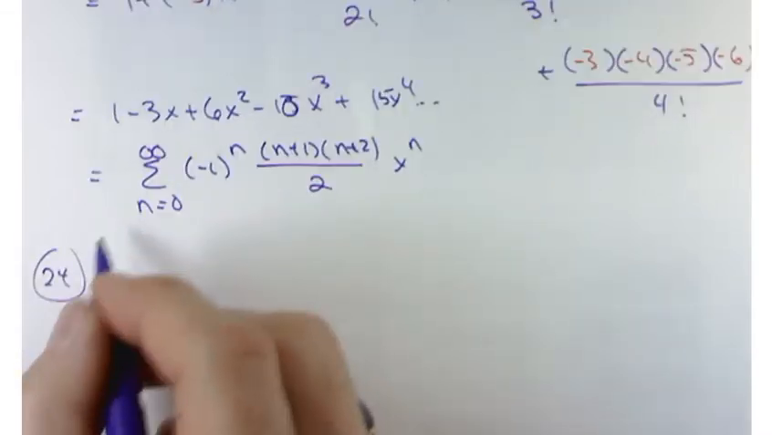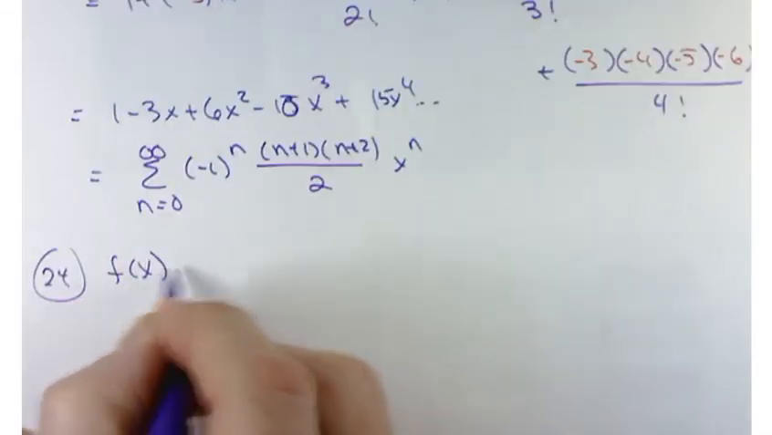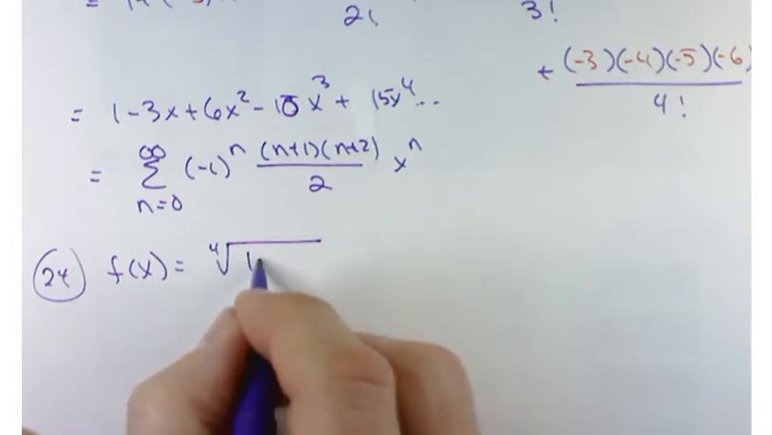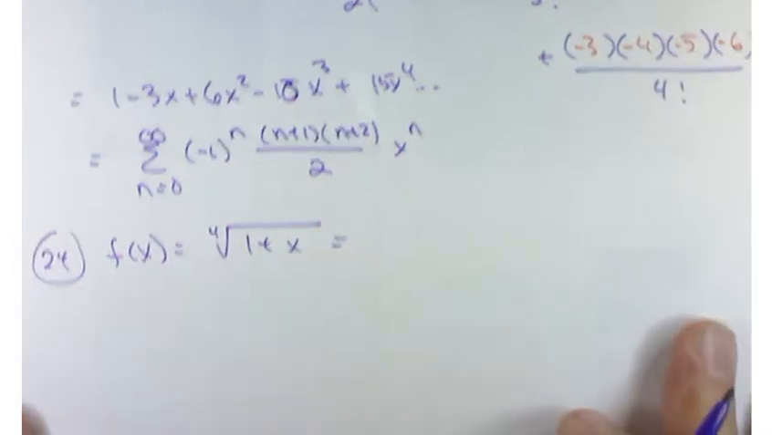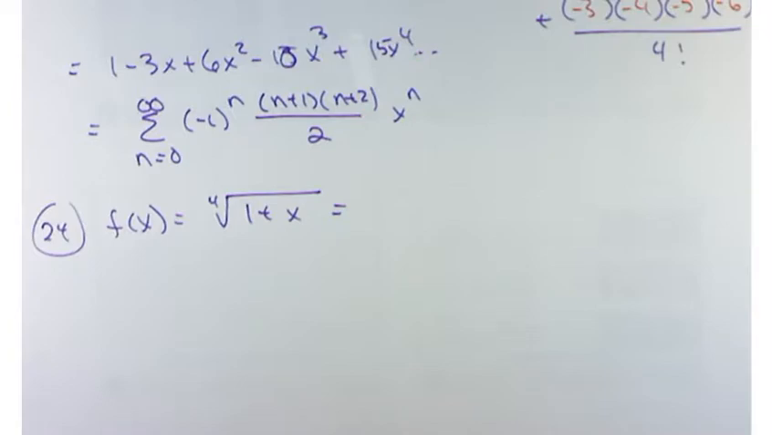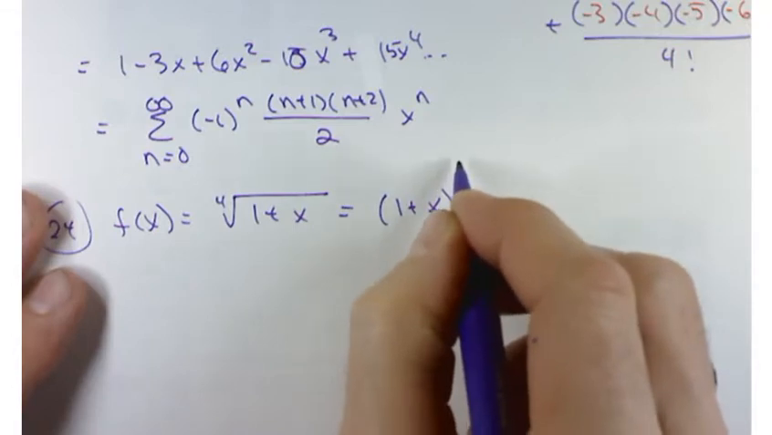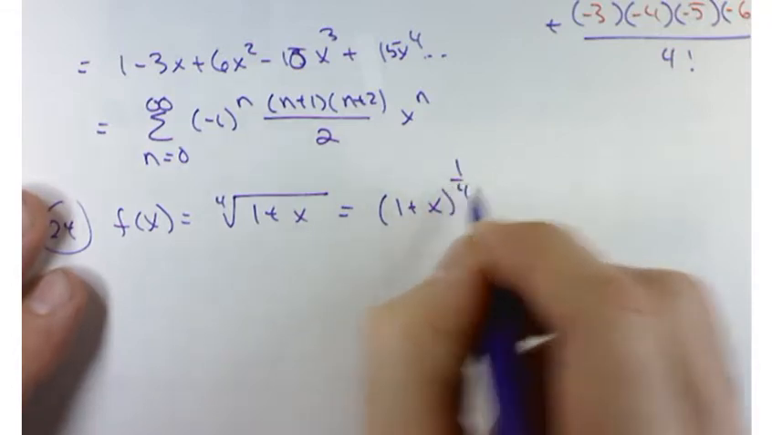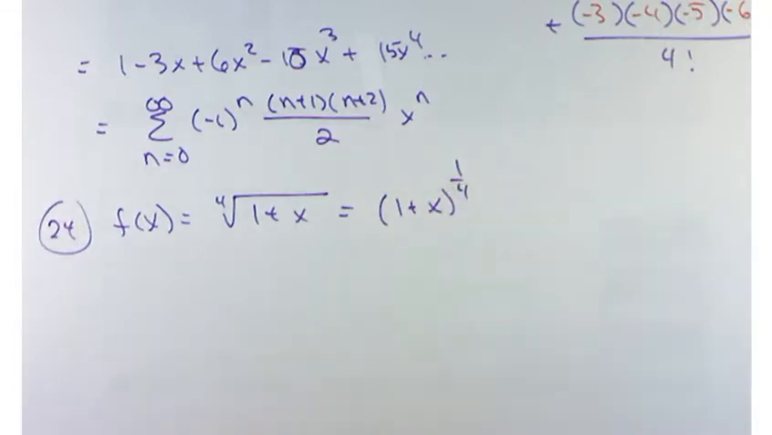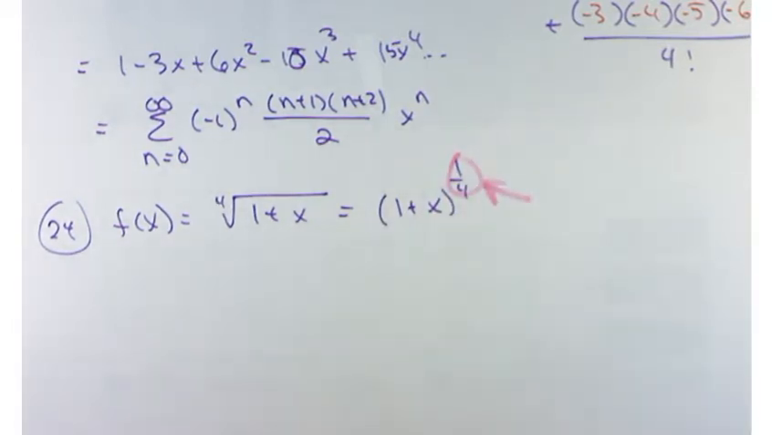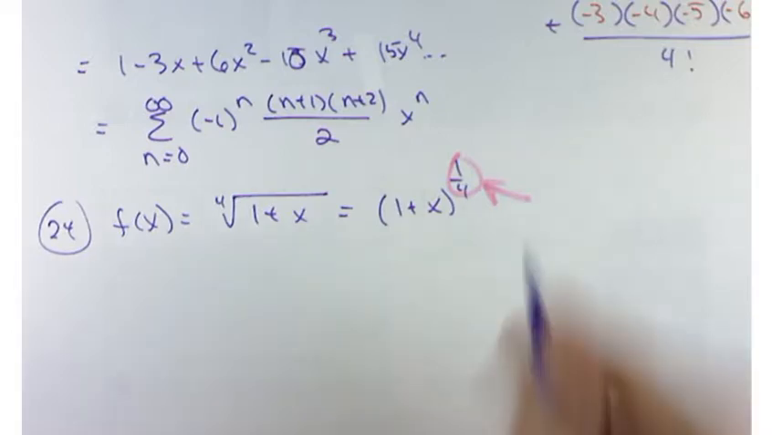Let's take a look at problem number 24. F of x in this case is the 4th root of 1 plus x. If you're going to apply the binomial theorem, we need to rewrite this as 1 plus x to what power? Good, 1 plus x to the 1/4 power. So again, the nice thing about that is it tells me k. K is equal to 1/4.